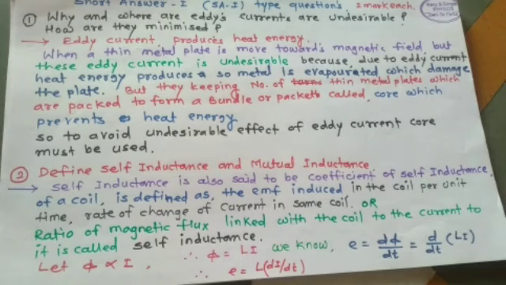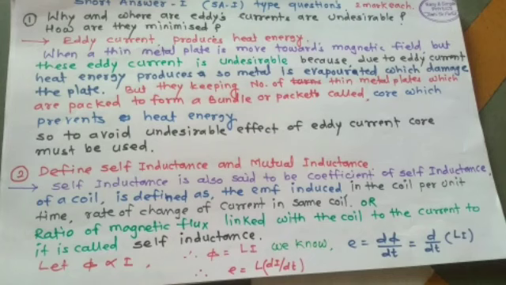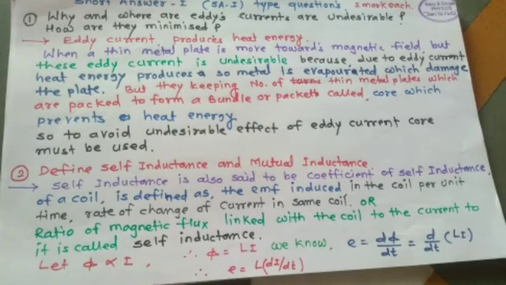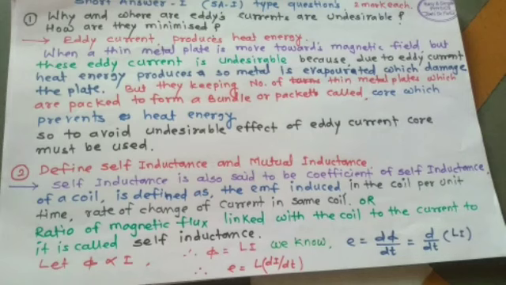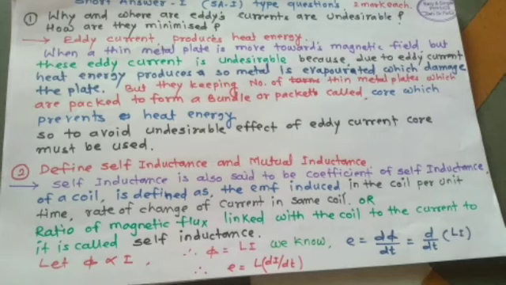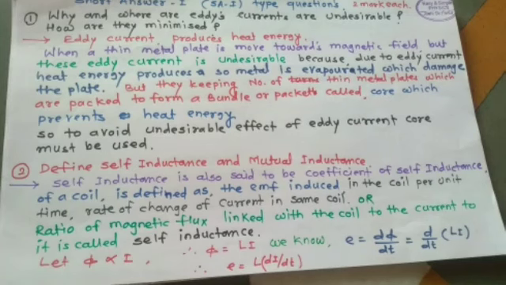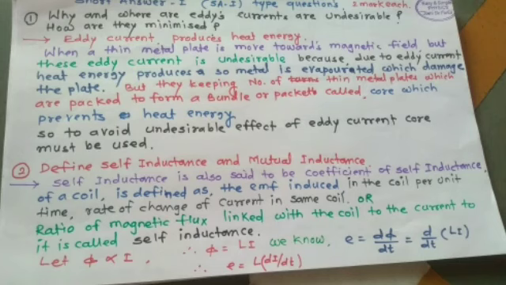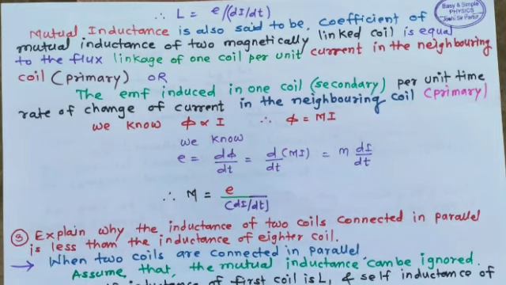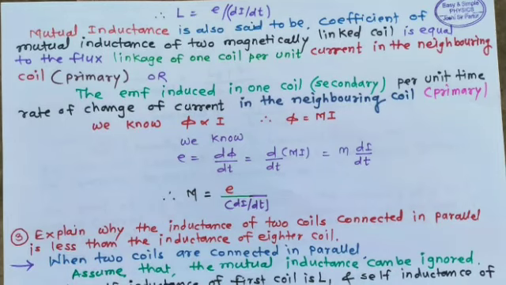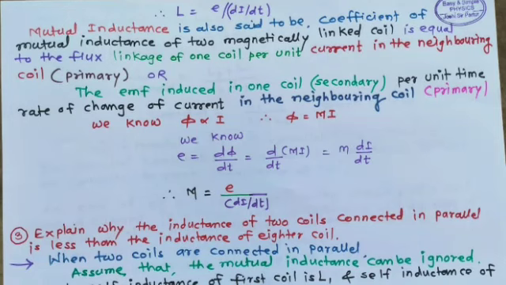Therefore, phi equals Li, where L is called the coefficient of self-inductance. So we know E equals d phi upon dt, which is equal to d upon dt of Li. Therefore E equals L di upon dt, that is self-inductance. So L equals E upon di upon dt. The second definition is mutual inductance.